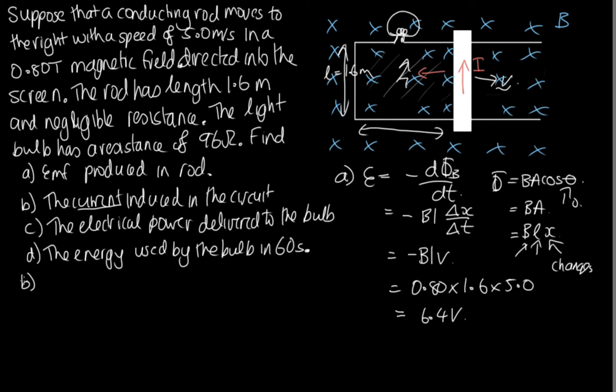We can use V equals IR, Ohm's law, to get the I. So I is equal to V on R, V is 6.4, R is 96, and solving this we get 0.067 amps. And then since it's going up here, we can say that that is counterclockwise looking from on top.